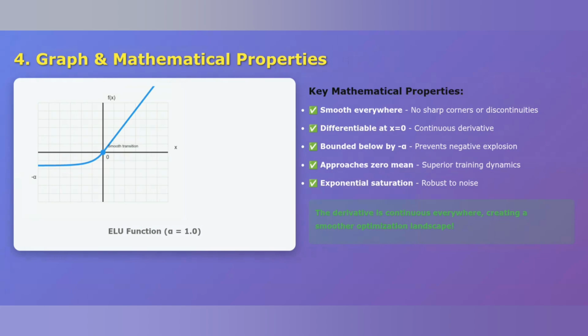Key mathematical properties. ELU is smooth and differentiable everywhere. It's bounded below by minus alpha, so activations won't explode negatively. And it approaches 0 mean naturally, which is crucial for training stability.